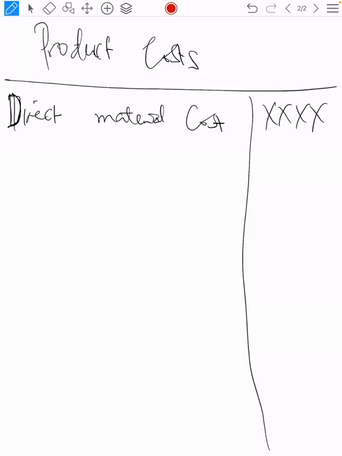And then the next thing, let's consider the direct labor cost. We are going to learn about this, and I'm going to give you notes about these things. What do we mean by direct labor cost? Direct labor cost, in a nutshell, refers to the wages that were paid to people who are directly involved in the manufacturing process.